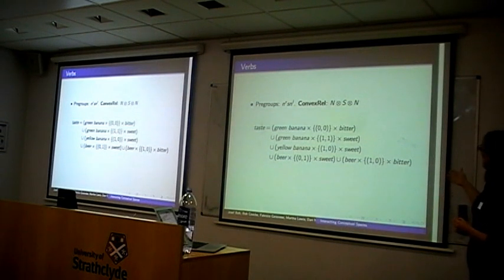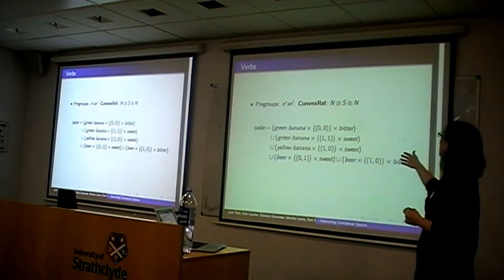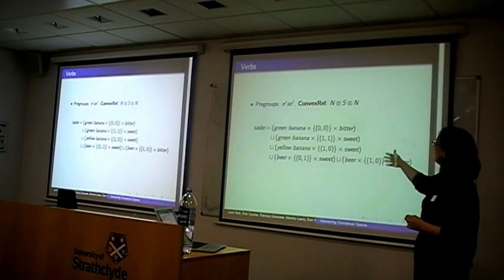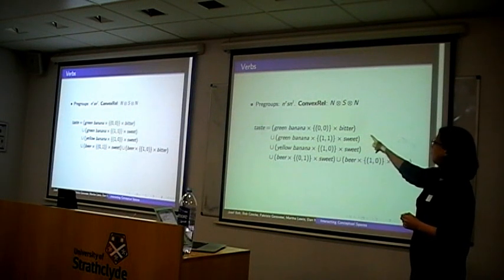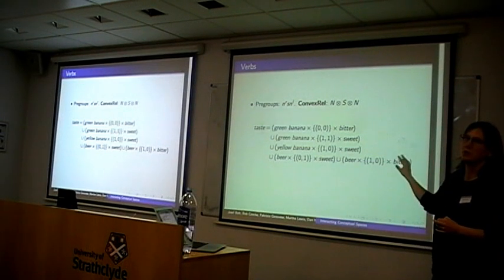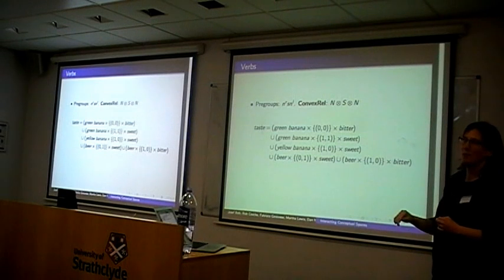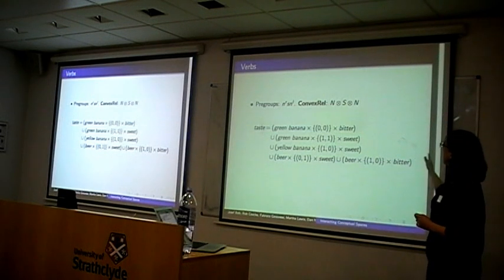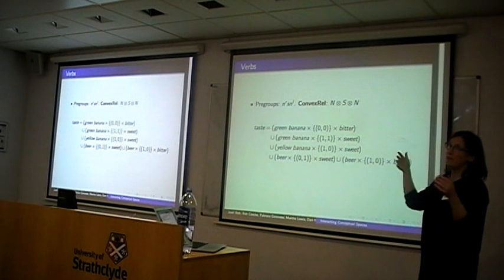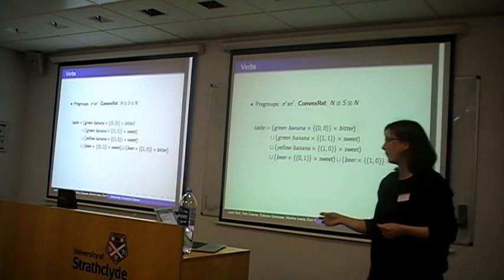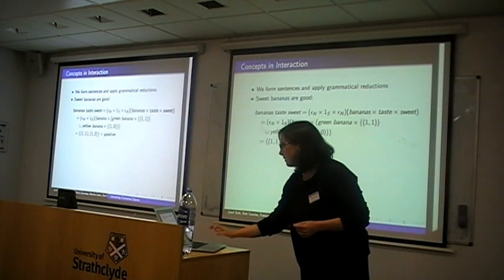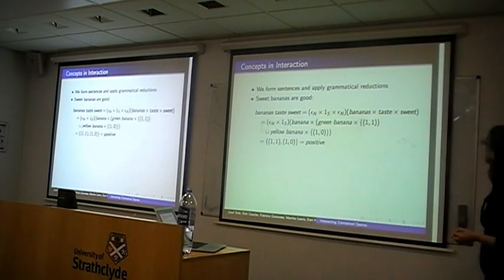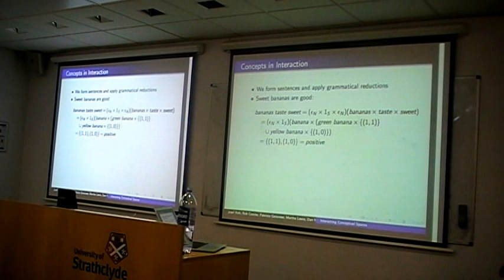Here, the meaning of taste maps some nouns. I'm just restricted to bananas and beer here. I'm not talking about the taste of apples. So this basically maps pairs of nouns into the sentence space, and we'll see what happens when we do that. So we can form sentences and apply the grammatical reductions.